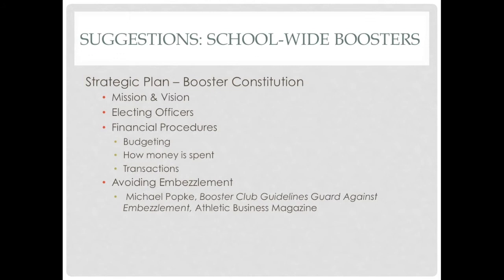So let's look at another suggestion, and that is the strategic plan or the setup of a booster constitution. Four key areas are necessary here: mission and vision, electing officers, financial procedures, which includes budgeting, how money is to be spent, how transactions will be made, deposits, and check requests, and then lastly, mechanisms to avoid embezzlement. Michael Popke wrote a really good article in Athletic Business magazine called Booster Club Guidelines Guard Against Embezzlement, which I included in the assignment folder this week.